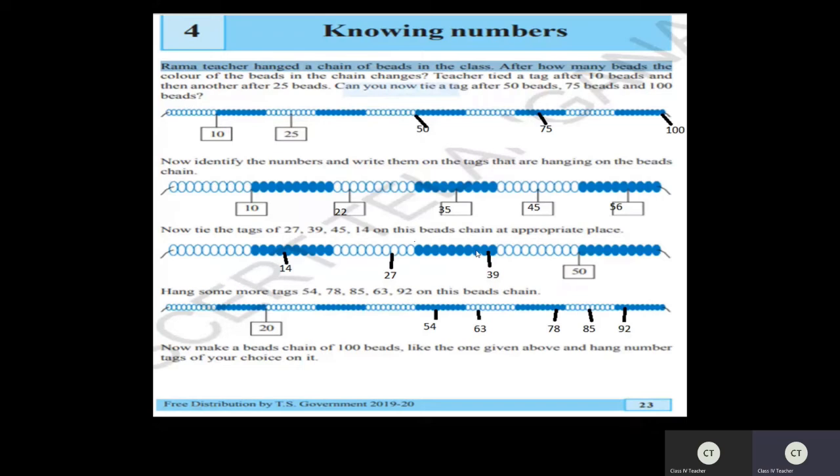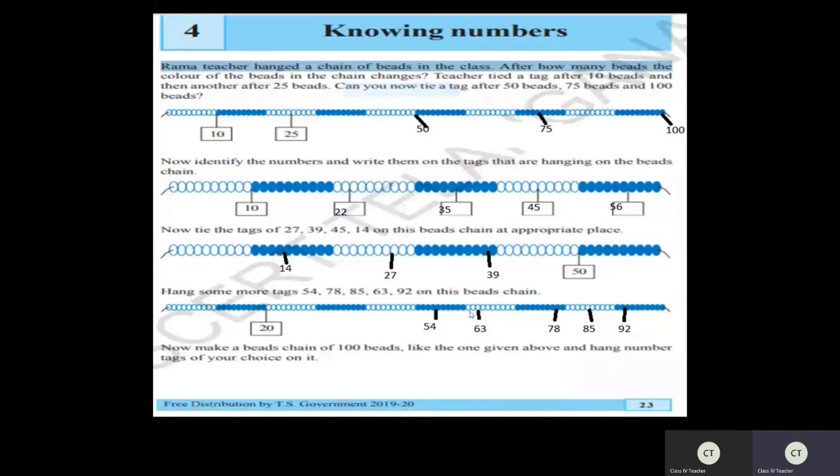4, 78, 85, 63, 92 on the base chain. So you can see that I have tagged here. First 20 is tagged here. Then afterwards I have represented 50 and 54. So white completed 50 beads. Then after 50, if you add 4 more beads you will get 54, and I have marked it 54.